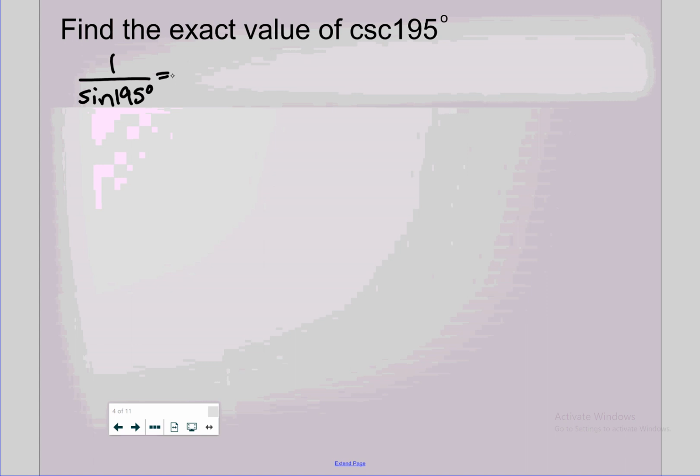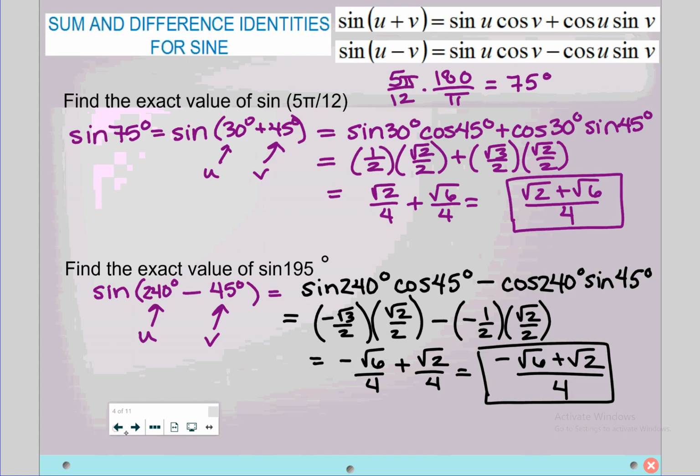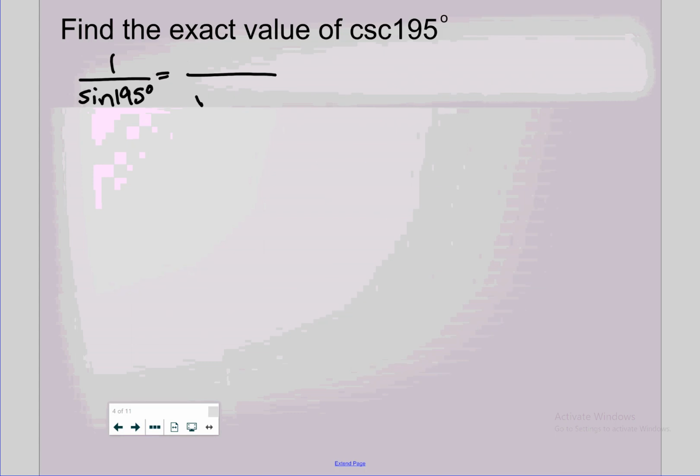And isn't the sine of 195 what we just figured out a second ago? Conveniently. Okay, so if you have a problem that is a secant or a cosecant or a cotangent, you're going to first use the sum and difference identity for its reciprocal, like sine. And then at the end, you just have an extra step. You're going to flip it. Okay, so we just found out it was negative rad 6 plus rad 2 over 4. So if I flip it, it looks like 4 over negative rad 6 plus rad 2. So technically this is our answer, but what's wrong with this answer?